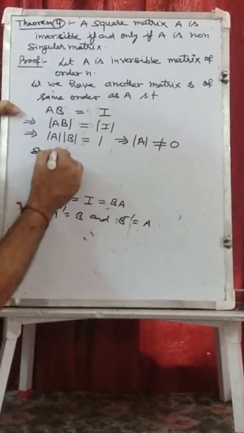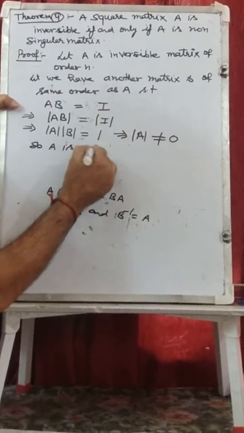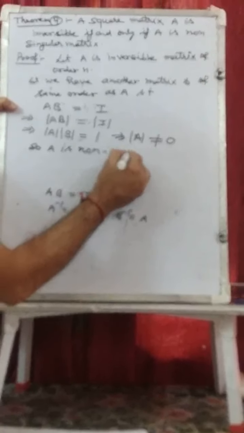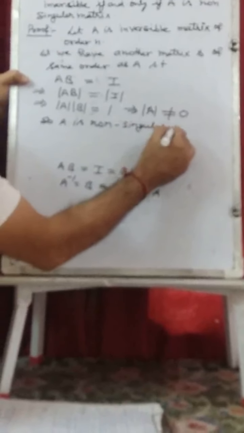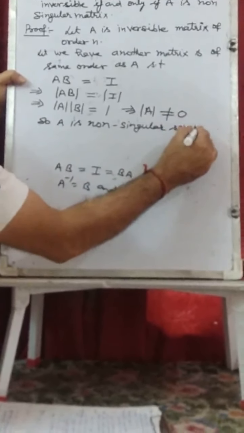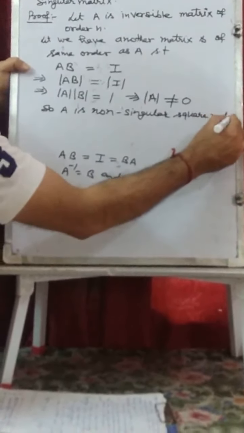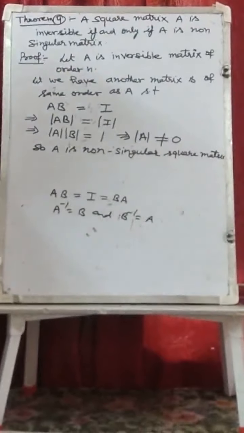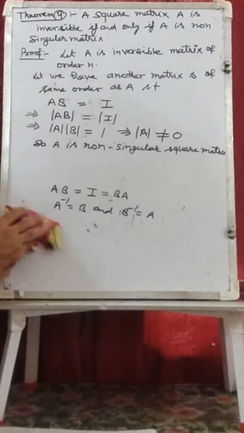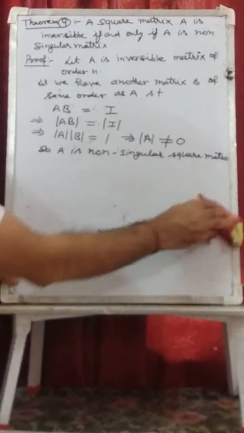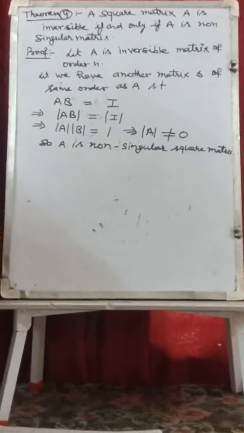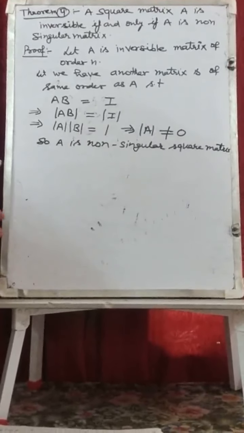So A is a non-singular square matrix. तो फर्स्ट पार्ट हमने किया, अभी इसी की हेल्प से हम इसका सेकेंड पार्ट और प्रूफ करते हैं, तो कंप्लीट प्रूफ होगा. So let us take the converse of it.